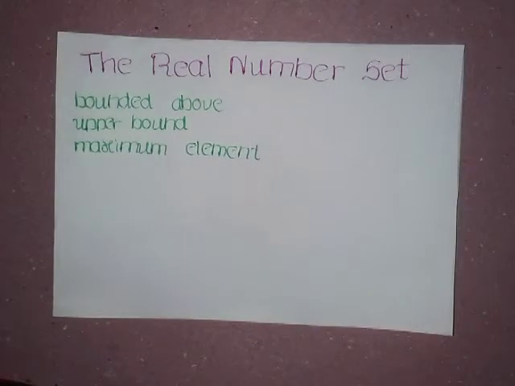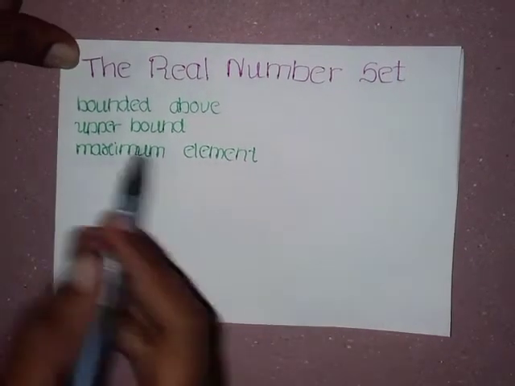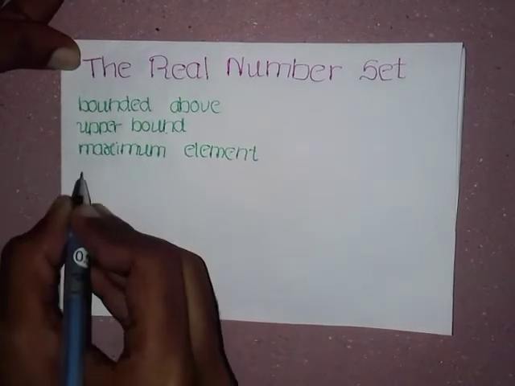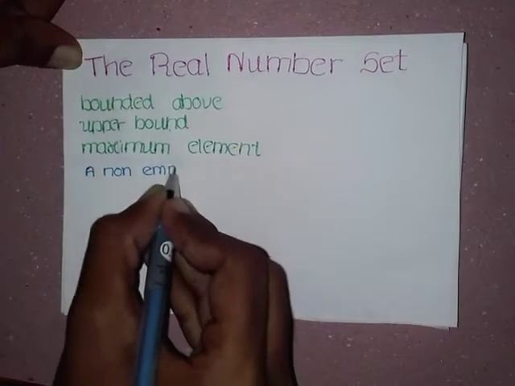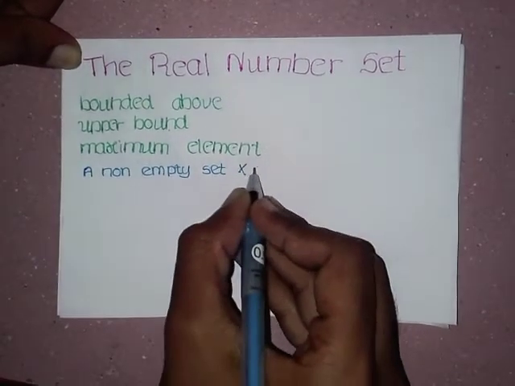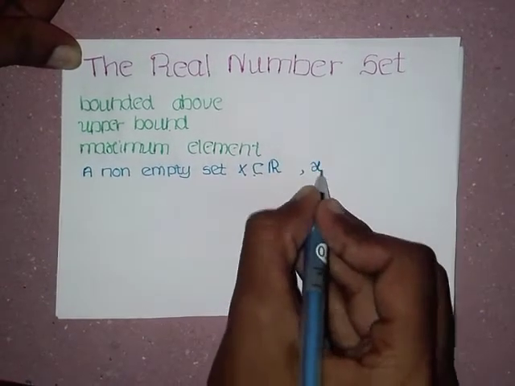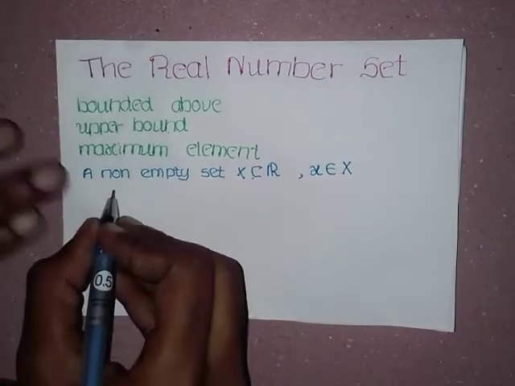Okay, the real number set. Here we're going to talk about bounded above, upper bound, and the maximum element of a set. Let's take a non-empty set X, which belongs to the real number set, and let small x be an element of this set X.